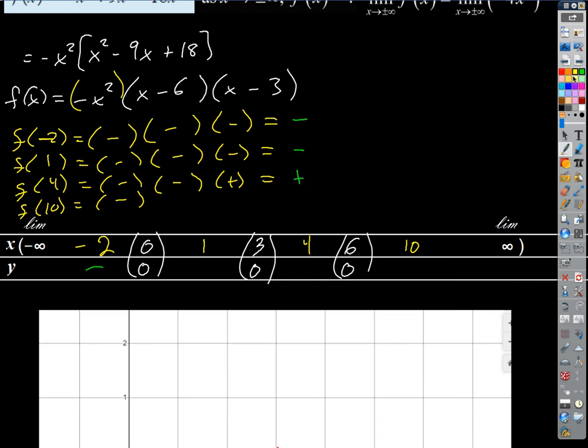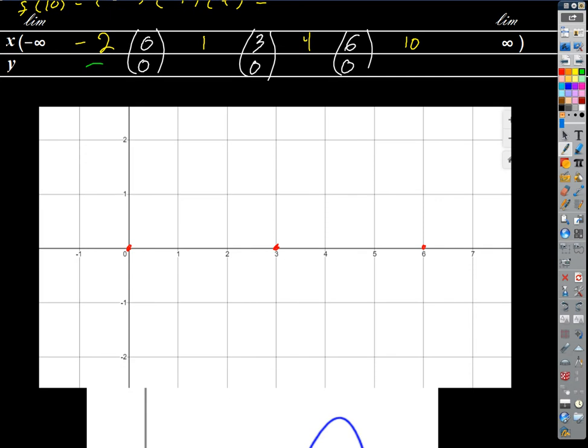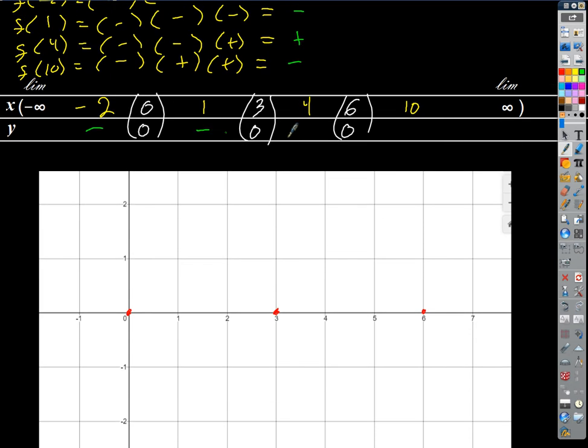Okay, and then finally at 10, we're going to get negative, positive, for an overall sign of negative. Okay, so it looks like that, right? So that already tells us pretty much everything we need to know, doesn't it? If we connect this, we make a polynomial out of this now.